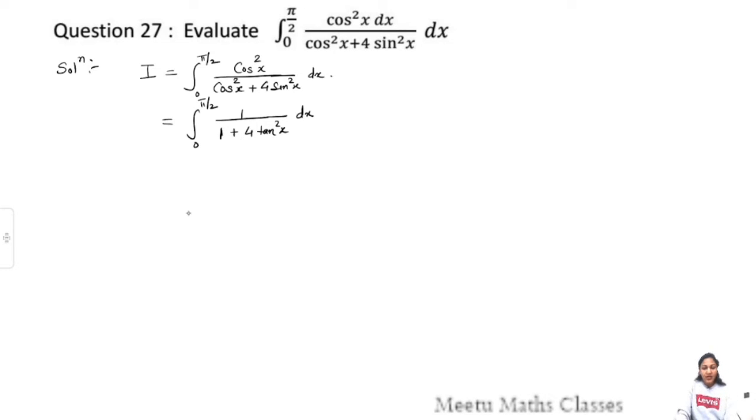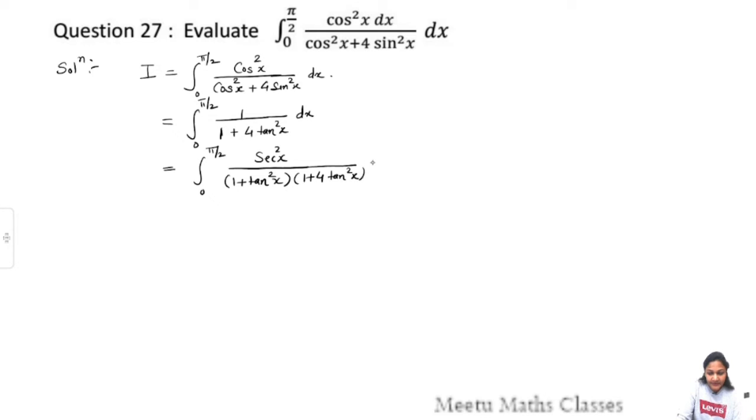Now to make the substitution, we can do one thing. We can multiply and divide by sec square x. So in the numerator sec square x will remain, and in the denominator the sec square x can be written as 1 plus tan square x. Okay, we can change our integral like this. We have multiplied by sec square x and divided by sec square x, and in the denominator we have written sec square x is equal to 1 plus tan square x.